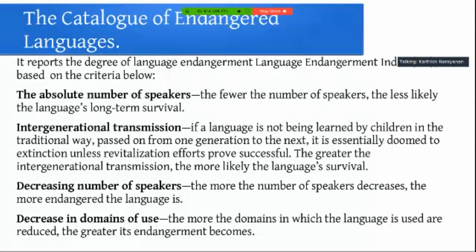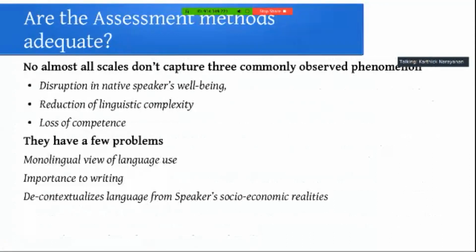Now, are the assessment methods safe, or are the assessments adequate? Are they really telling us anything? Actually, to be very clear, no. Almost all scales do not capture three commonly observed phenomena: disruption in native speakers' well-being, reduction of linguistic complexity, loss of competence. The loss of competence is related to what Sakshi asked, so I'll come to that. They do not even address this. They do not even go near this. There are a lot of other parameters that these scales do not even look into.